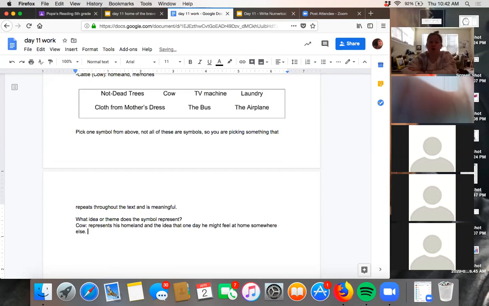Okay. And if you don't want to use the cow, you could choose another one from that box. Just make sure it's something you can explain on why it is a symbol. And I'll give you a couple minutes, and then we will move to science.